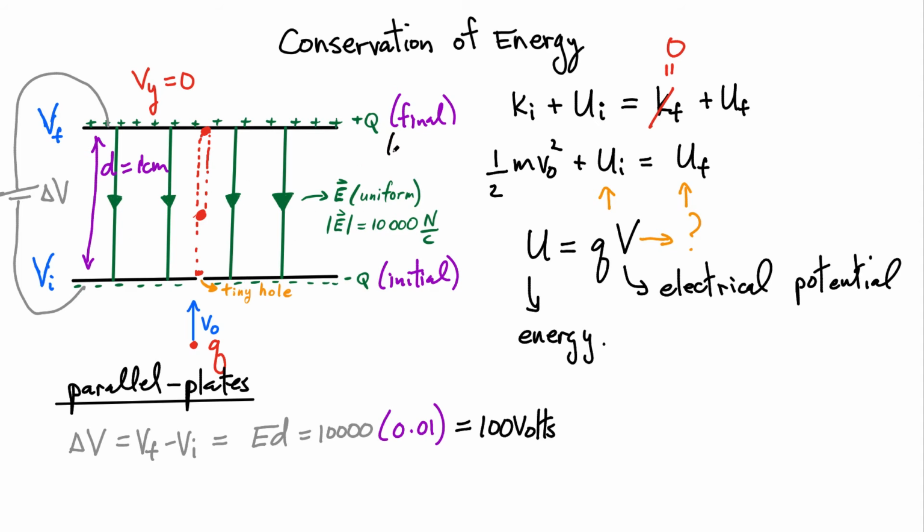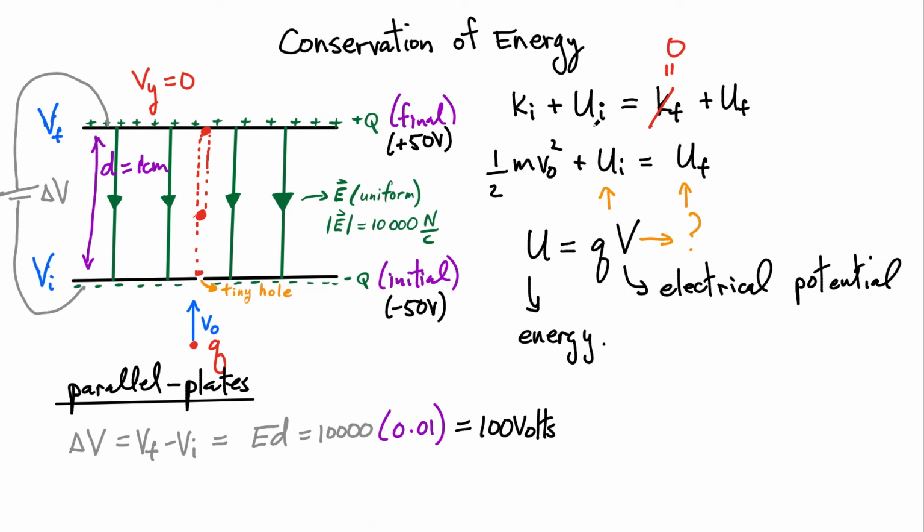So that might mean that the difference has to be 100. You might have this one here at plus 50 volts, and this one here at negative 50 volts, right? So that would mean the difference, V final minus V initial, 50 minus negative 50, would give me 100 volts.